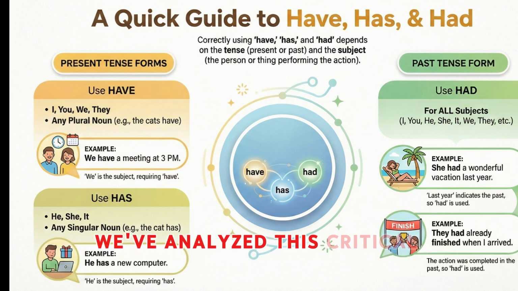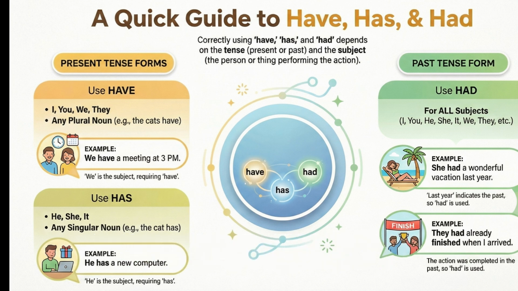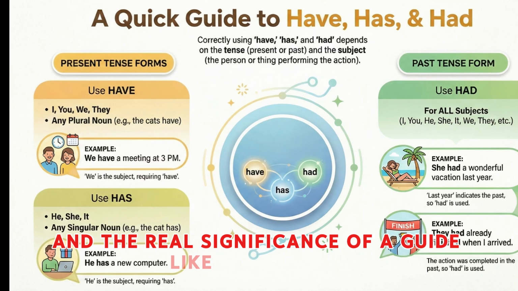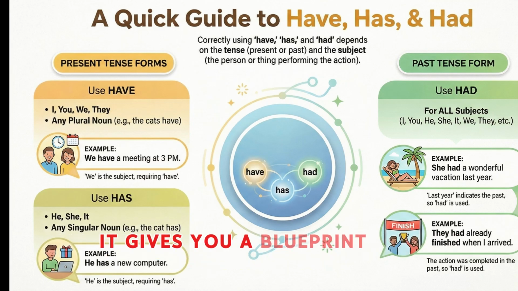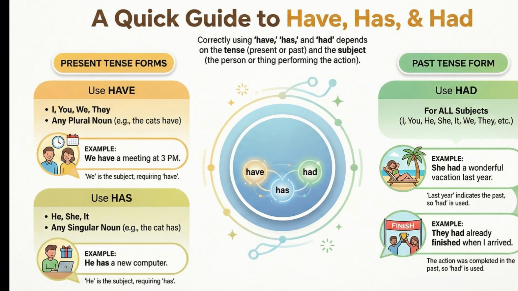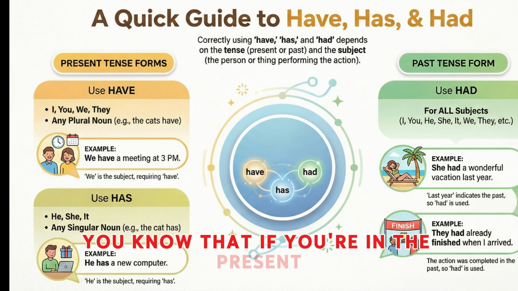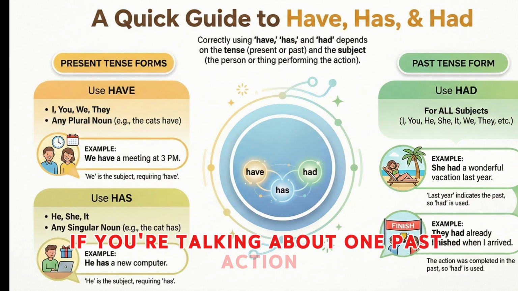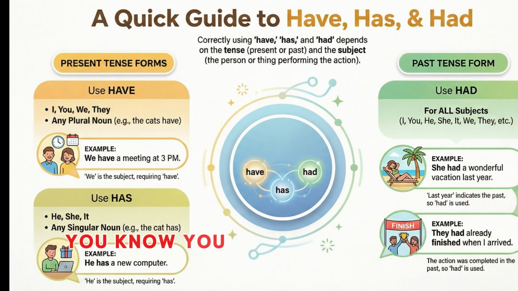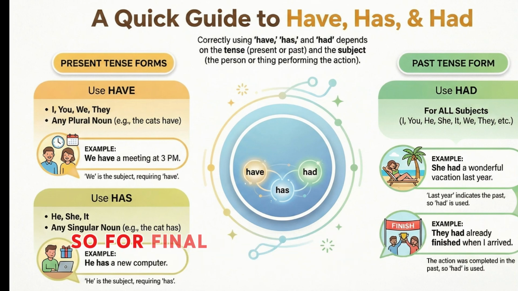We've analyzed this critical overlap between have, has, and had. And the real significance of a guide like this is that it organizes the confusion. It gives you a blueprint for confidence. Exactly. You're no longer just navigating by feel. You know that if you're in the present, you have to think about person. If you're talking about one past action that happened before another, you know you have to use had to define that sequence.